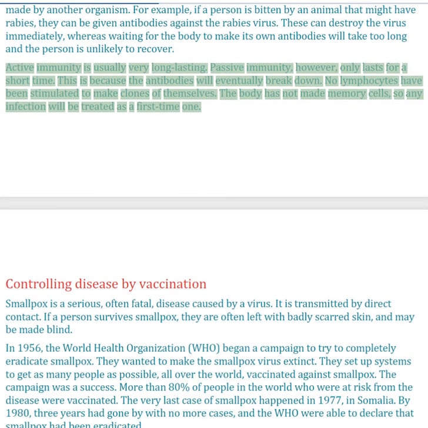Active immunity is usually very long-lasting. Passive immunity, however, only lasts for a short time. This is because the antibodies will eventually break down. No lymphocytes have been stimulated to make clones of themselves. The body has not made memory cells, so any infection will be treated as a first-time one.